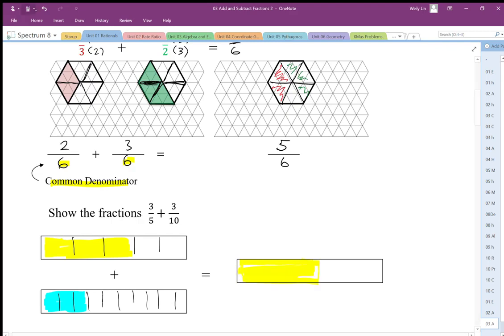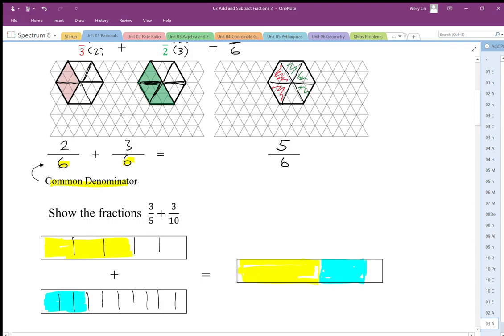And like this. But how are we going to express this as a fraction? Because we need to have, well, what terms are we going to express this fraction by? Are we going to express this fraction by fifths or by tenths? Well, again, to do this, we need a common size piece.